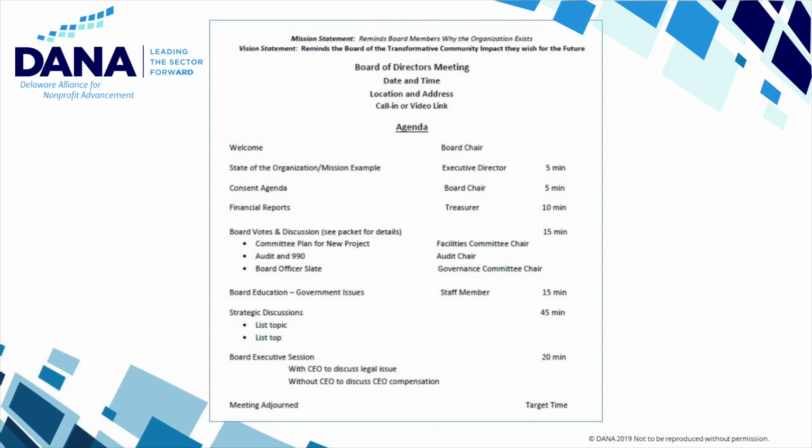15 minutes. The reason why they can probably do that in 15 minutes is because all of that information was sent ahead of time for the board to review. Then you have about 15 minutes for board education, and the remaining portion of the board meeting is strategic discussions. In this particular agenda, there's also time for executive session, and you'll notice that there's two parts of executive session. There's time where the CEO is meeting with the board to talk about, in this case, a legal issue, but then the CEO is going to step out so that the board can talk and reflect about CEO compensation and evaluation.